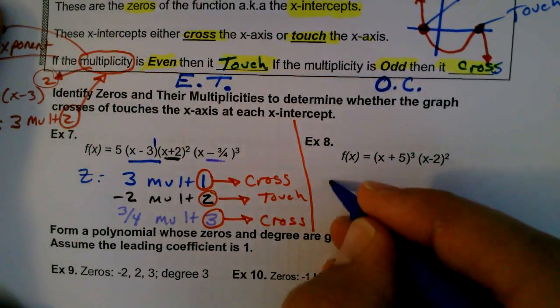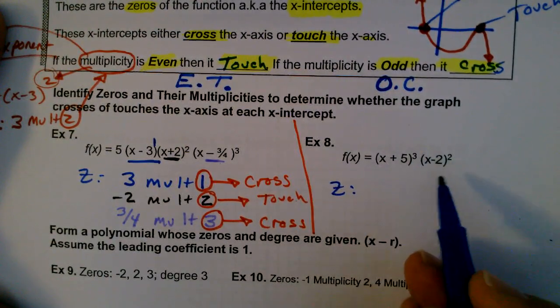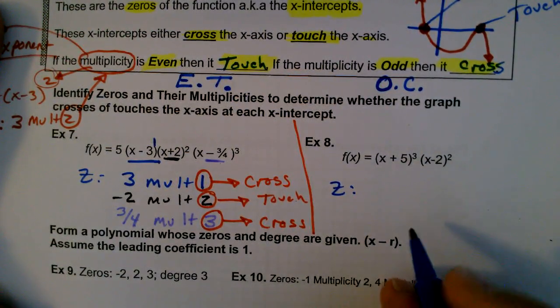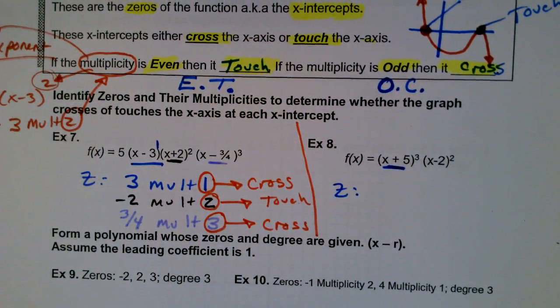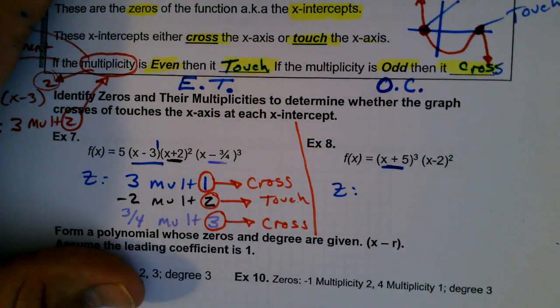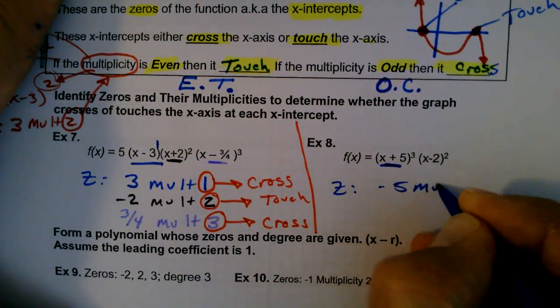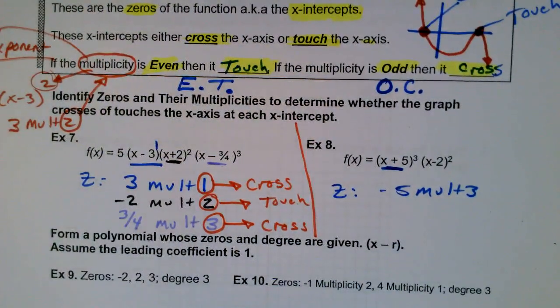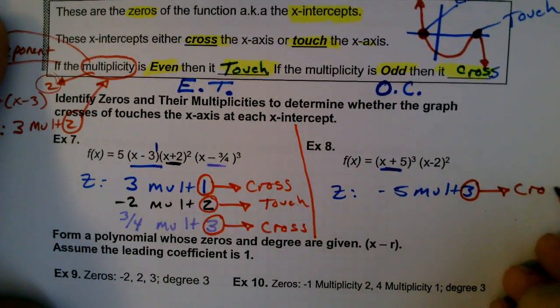All right, let's do the next one together. What do you guys say? Zeros. I've got f of x equals the quantity x plus 5 cubed times the quantity x minus 2 squared. Okay, so I take a look right here. What's its zero and multiplicity? Tim, Laura, Tommy, Bree, what do you guys got? Shout it out. Negative 5, multiplicity 3. And 3 is touching or crossing? Cross. That's a cross. Awesome job, Tommy.